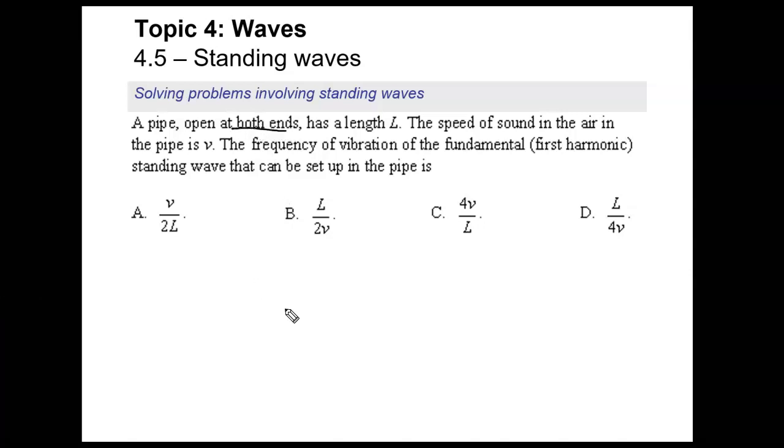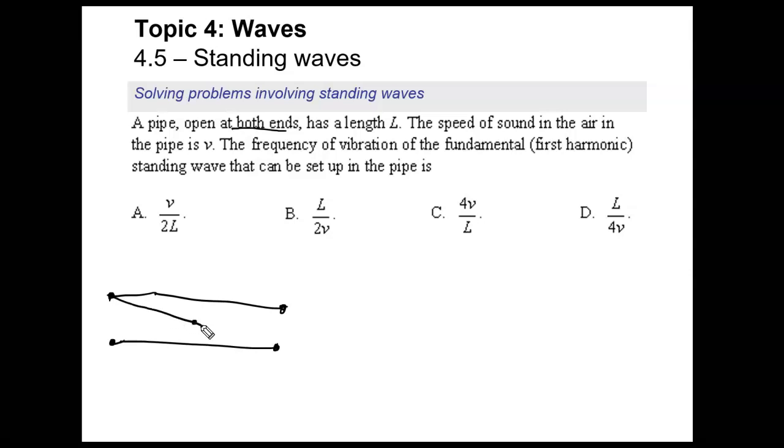So, pipe open at both ends. I know at least the boundary condition, because that's just a concept thing. The boundary condition is you have antinodes at the ends. Why do you have antinodes at the ends? Because if the ends are open, the air can move at the ends. And if you have antinode and antinode, you have to have a node in the middle.